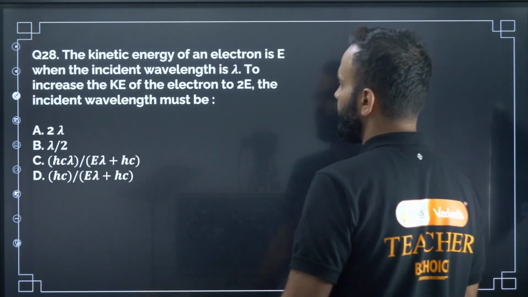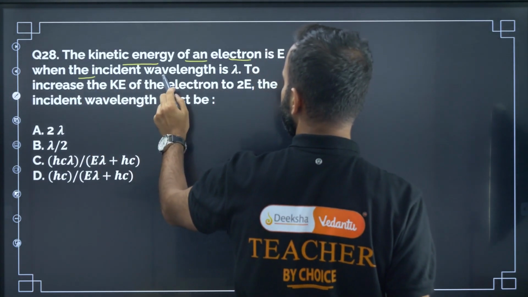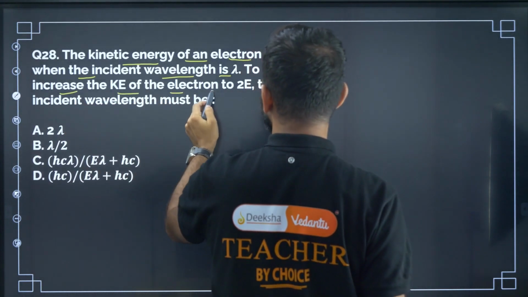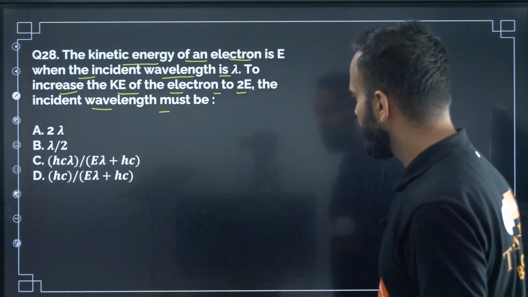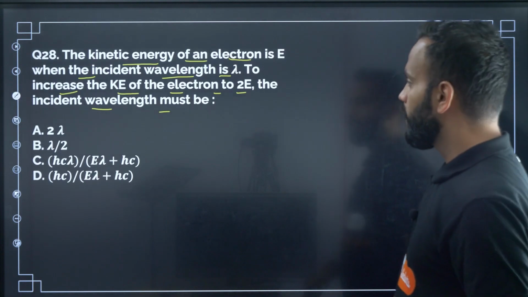Next question, question number 28. The kinetic energy of an electron is E when the incident wavelength is lambda. To increase the kinetic energy of the electron to 2E, the incident wavelength must be what? We need to find the new incident wavelength. It is the same question we solved.